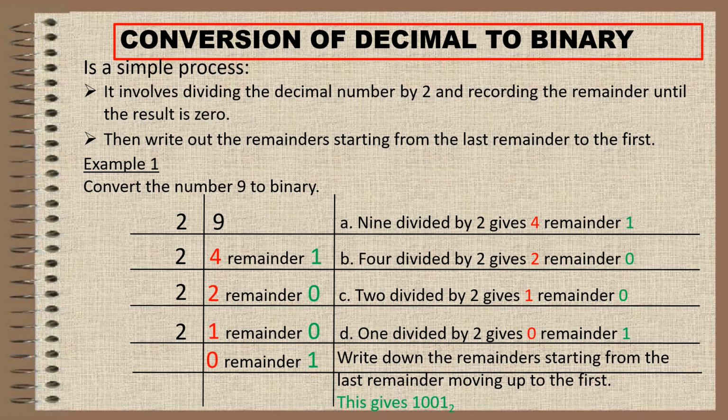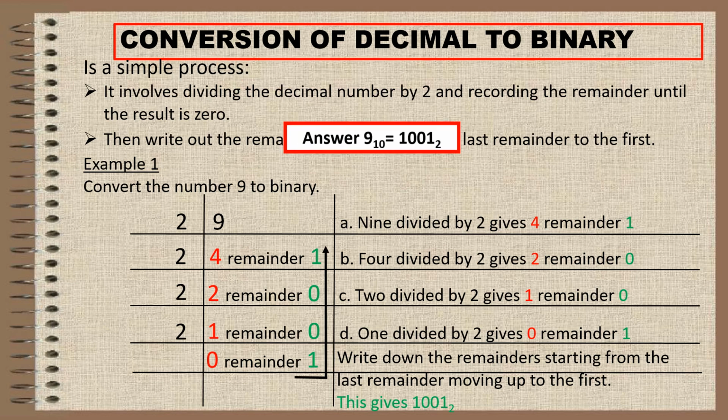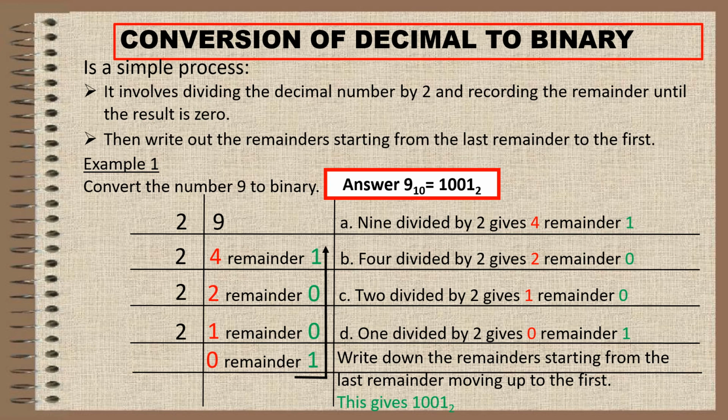Okay, then we write down the remainders starting from the last remainder moving up to the first. And this gives us 1001 base 2. Okay, so the answer of 9 converted to binary is 1001 base 2.